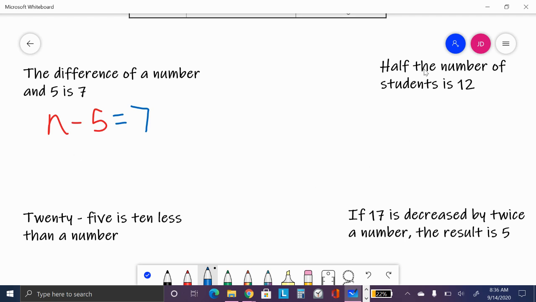Over here, half the number of students is 12. Half is 1 over 2 as a fraction. The number of students, so times n, is 12, equals 12. Another one-step equation, you would multiply both sides by the reciprocal to get your answer.